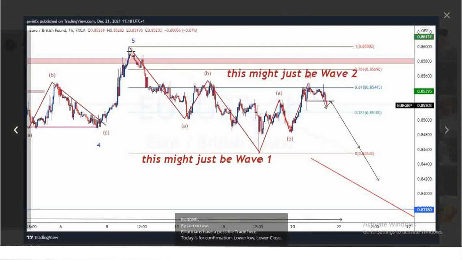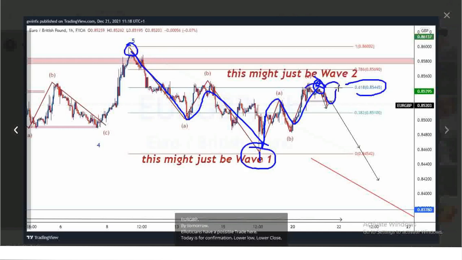And as you can see here, we had an ABC and we had a pullback here to complete a wave 1, maybe just wave 2. But I was looking at the 61.8 of this swing high to this swing low. All right, and that played out nicely, and you had that price drop from that point, and this was the target. I think this actually hit the target. Let's go ahead and see what happened there.